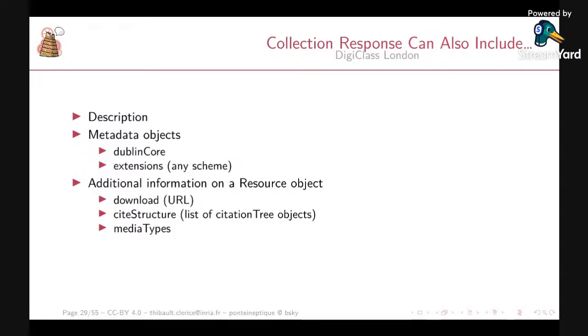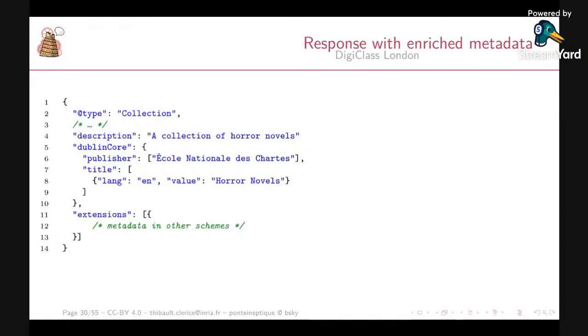Additionally, you will have a download URI for resources. It's completely optional. Citation structure, if your resource has one, it's not just one chunk of text and you want to be able to cite parts, other chunks of text, you will need to tell what is a citation tree, basically. And you can also provide media types. So basically, in which format your resource can be read. And you can use HTML, XML, whatever you want. It's quite free. So this is how it will look like for the Dublin Core part and the description.